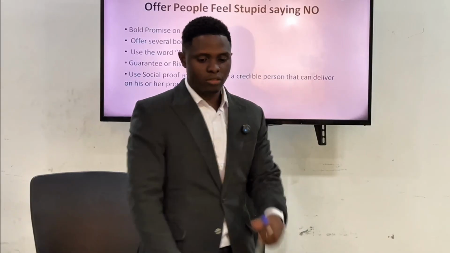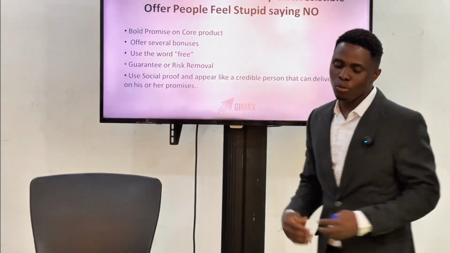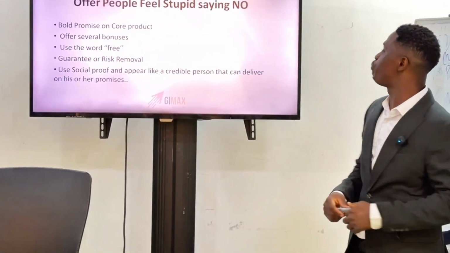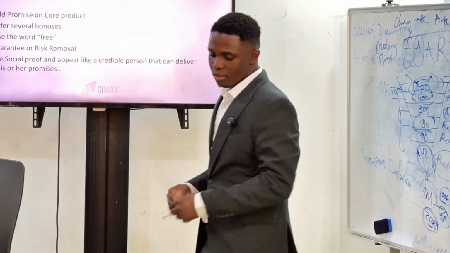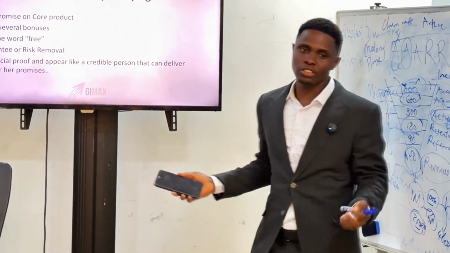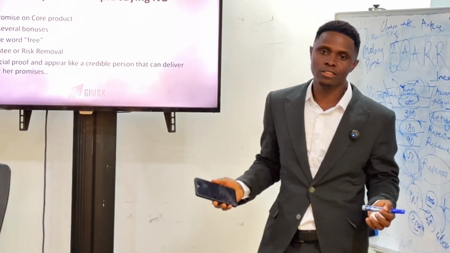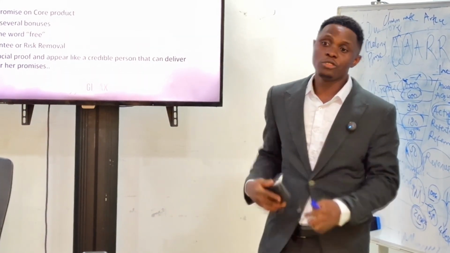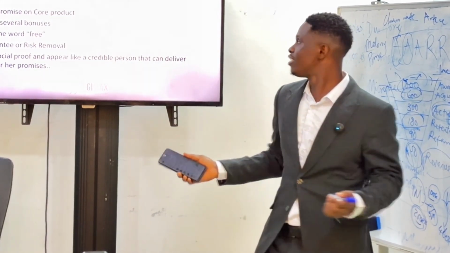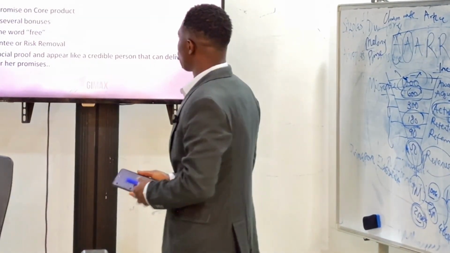Now, there are two key elements that make up an irresistible offer, right? That makes people feel stupid saying no, right? So I've talked about the audience. If you don't know your audience, you can just use AI to assist you, right? We're in 2026, we're not in 2001. You don't have to do things manually, right? So you can use AI to do that. You don't need to waste time with that.